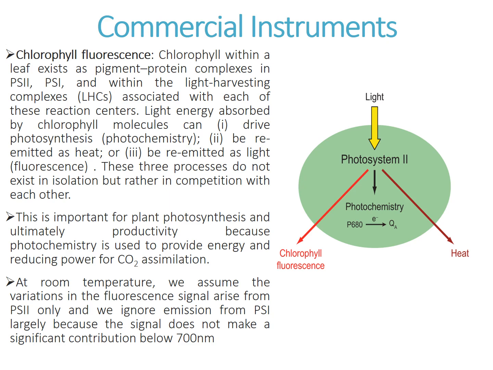It is important for plant photosynthesis and ultimately productivity because photochemistry is used to provide energy and reducing power for carbon dioxide assimilation. At room temperature, we assume that the variation in the fluorescence signals arises only from PS2, and we ignore the emission from PS1 largely because the signal does not make a significant contribution below 700 nanometers by PS1.